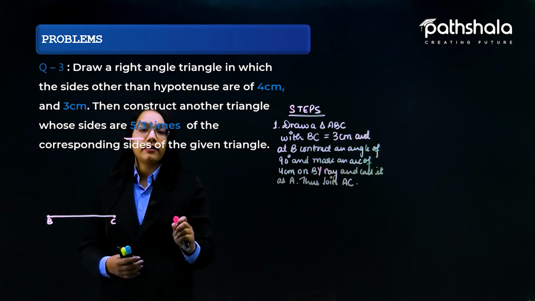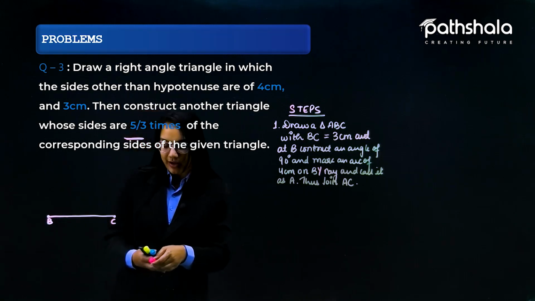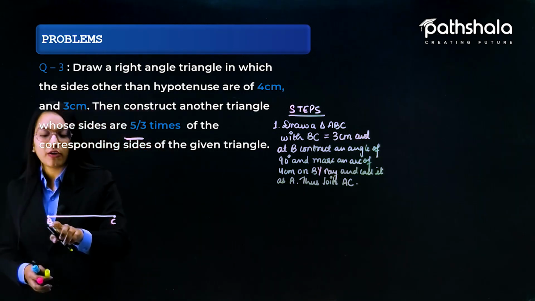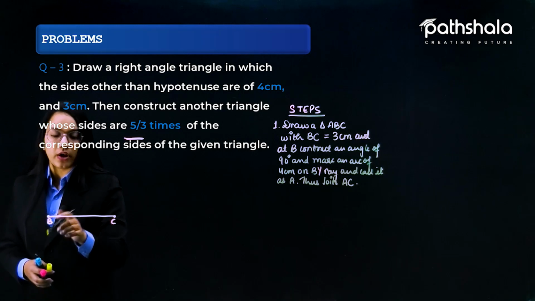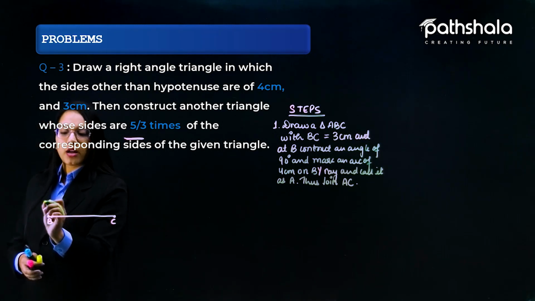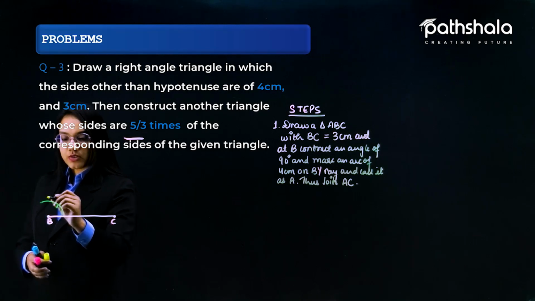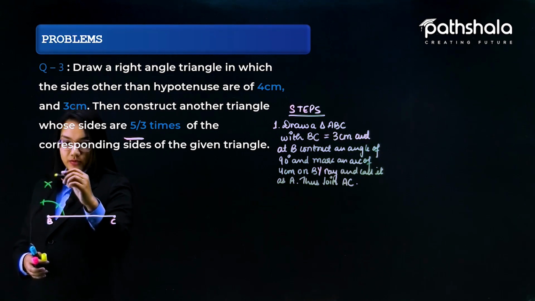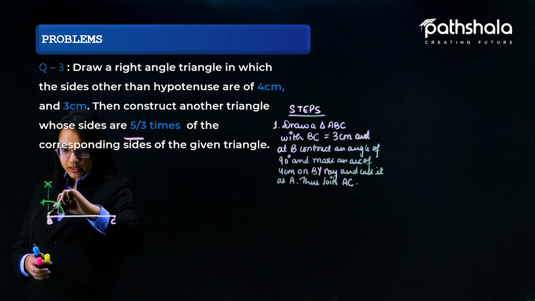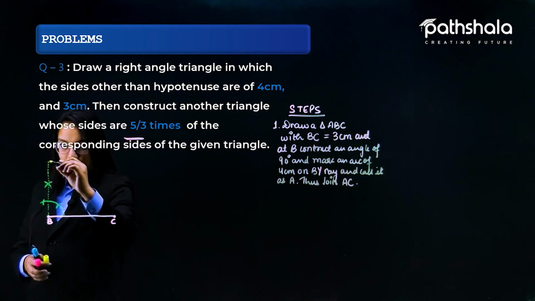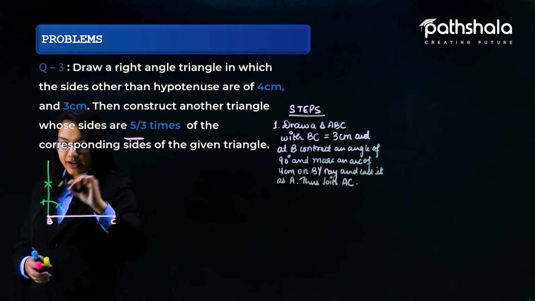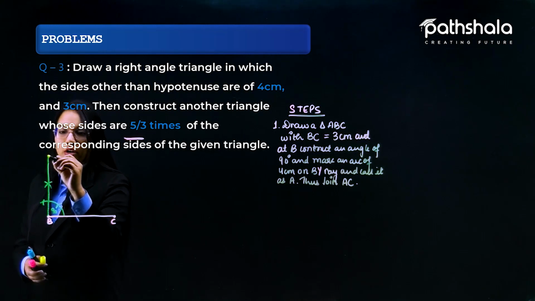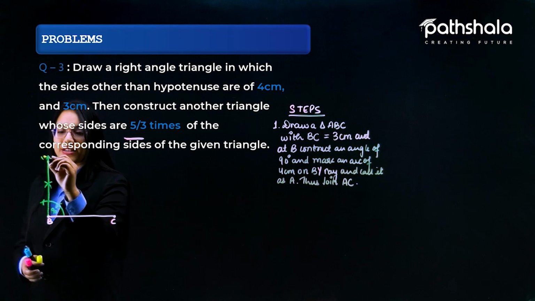I am taking it step by step. First of all, I have drawn BC as 3 centimeter. Now I am constructing an angle of 90 degrees, because it is a right angle triangle. Using the compass, I mark an arc here, and another arc here, and using these two arcs I mark an arc over here and join them together. This is an angle of 90 degrees, and I'm calling this ray BY.